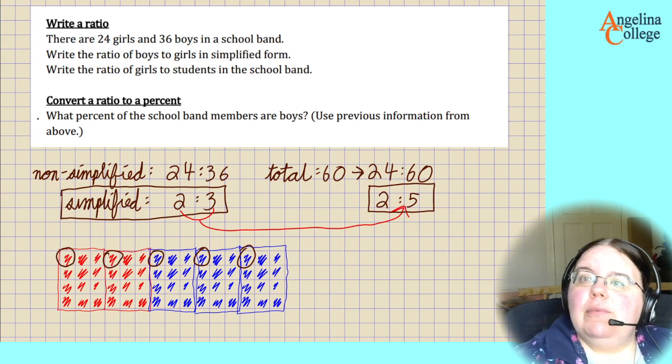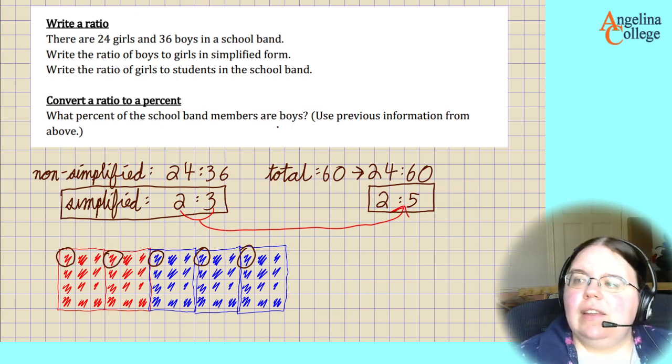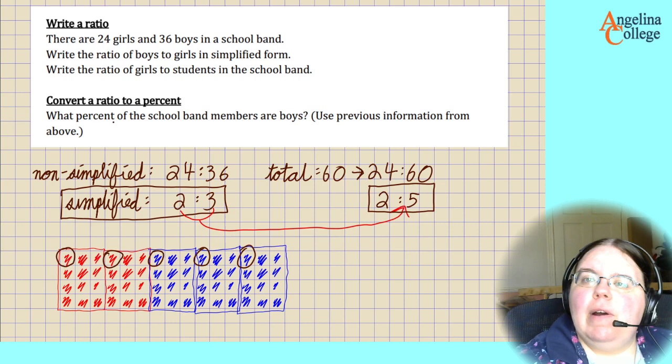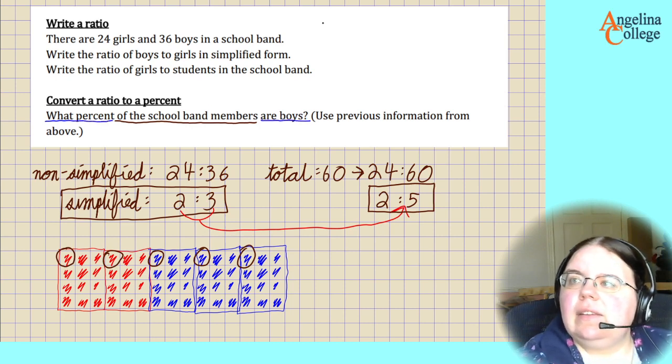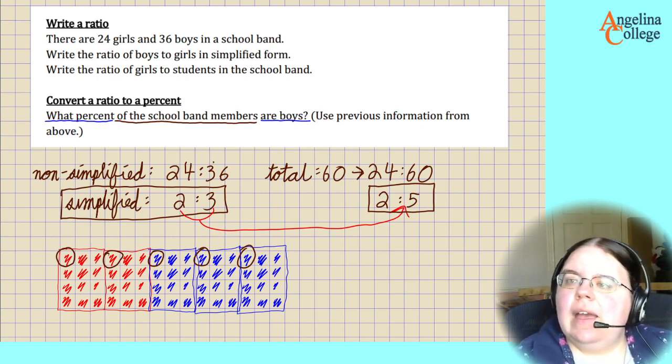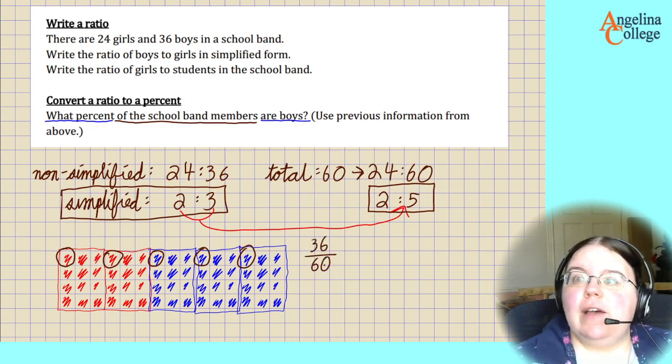Now, the next problem asks us to convert a ratio to a percent, because it asks what percent of the school band members are boys. So we're asked to use some information from above. Because what we have here is a part out of whole relationship. So it's out of the school band members, what percent are boys? So we could say that that's the same as, let's see, 36 boys out of 60 students. And that would be a fine way to proceed.